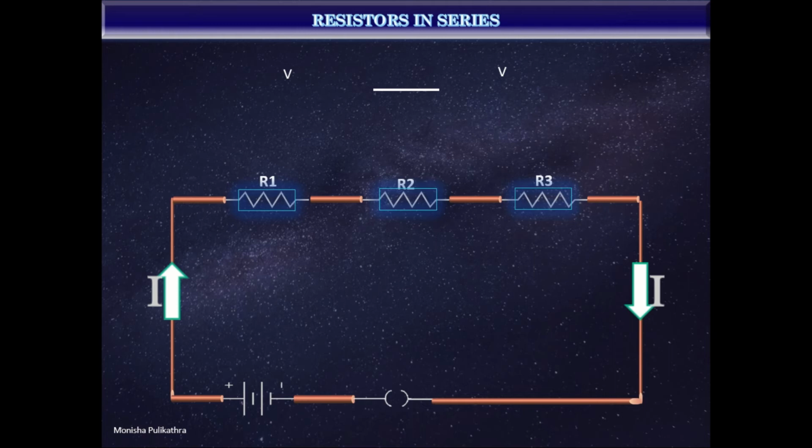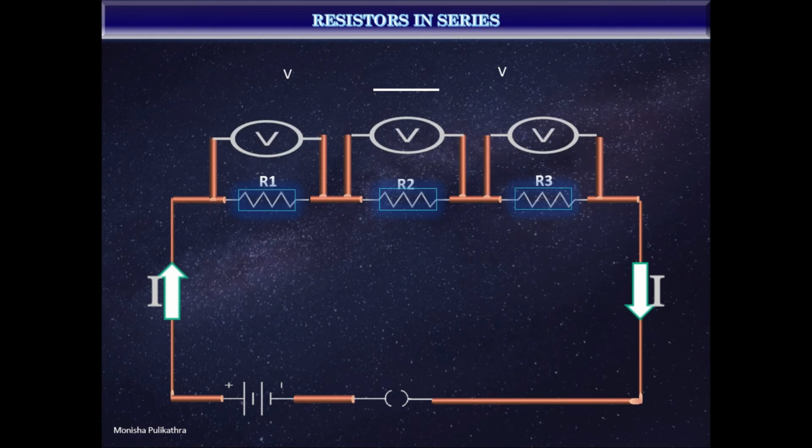Now insert 3 different voltmeters across the 3 resistors R1, R2 and R3. Now we plug the key again and measure the voltage across each resistor. You can notice the potential difference across each of the resistors is different. The potential difference across R1 is V1, across R2 is V2 and across R3 is V3.